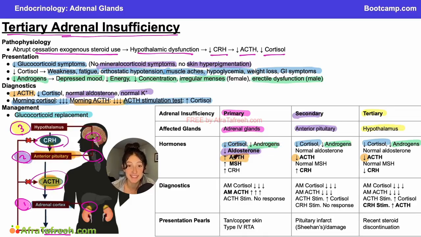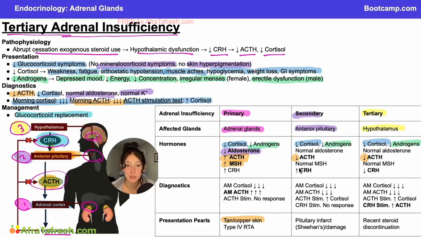This increase in ACTH in primary adrenal insufficiency is what's going to lead to the increase in MSH that also is made by the same POMC gene. That is what's going to lead to the tan and copper skin in primary adrenal insufficiency only. CRH is also going to be increased in primary adrenal insufficiency. Everything behind the cortex is backing up and building up in primary adrenal insufficiency.